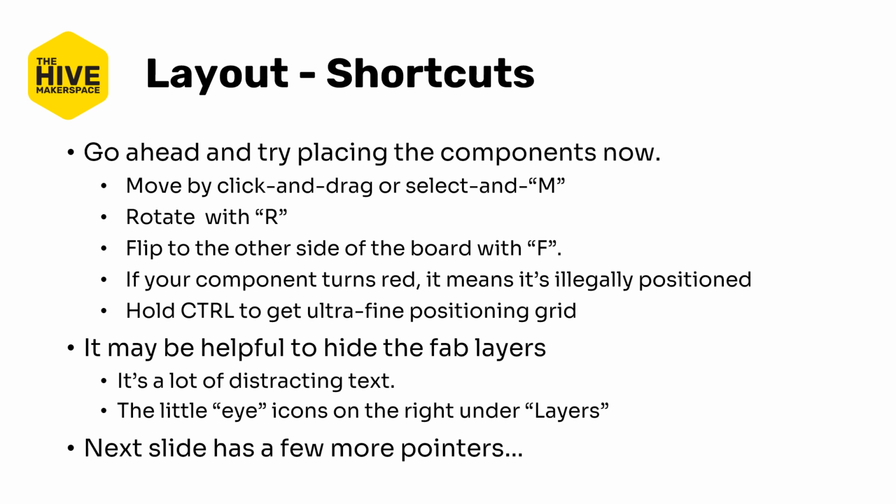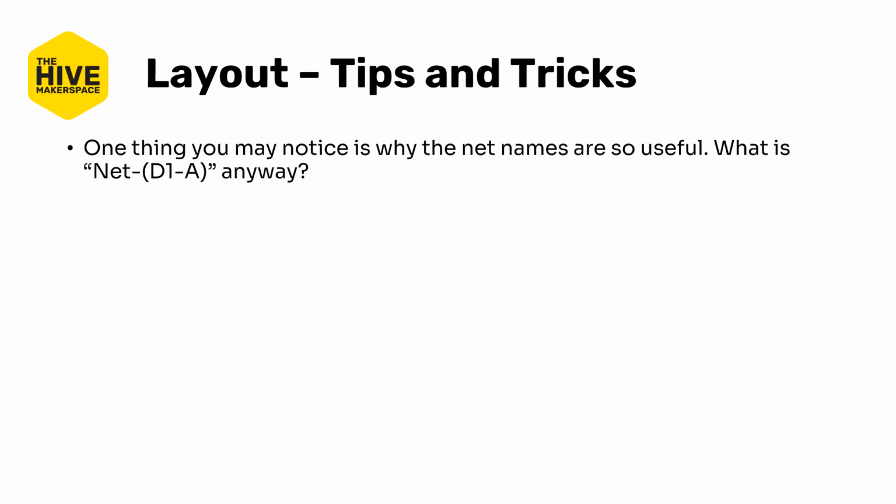It may be helpful to hide the fab layers. It's a lot of distracting text in my view. On the right-hand side under the layers pane, you get that little eye icon next to the F.Fab and B.Fab layers. One thing you may notice as well while you're doing this to keep in mind is why net names are so useful. I mean, what is the net-D1-A anyway?